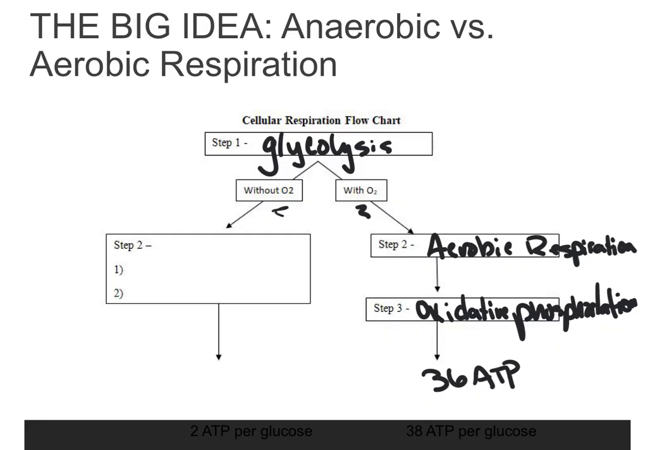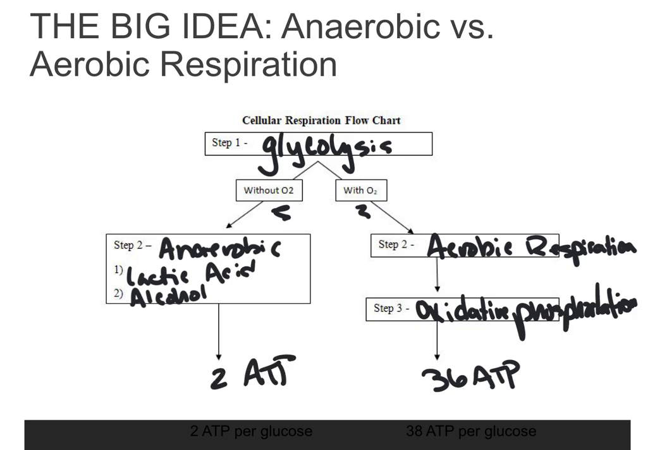But we need to figure out what happens when there's not oxygen. Back to our flow chart here. If there is no oxygen available, it's going to be anaerobic respiration, and we are going to have lactic acid and alcohol fermentation, and that only results in 2 ATP. All right, and that concludes how we go from the stored energy in glucose to creating the actual cell energy that the cell needs to live.